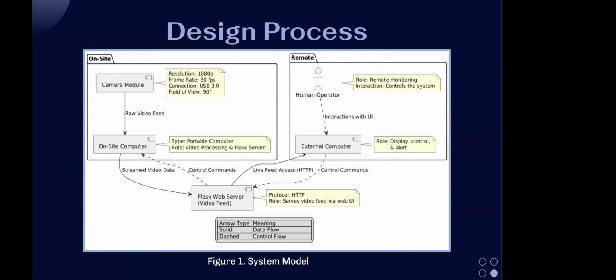So in the design process, we created a system model, and there's two main components here, the on-site and the remote. The on-site will act as the on-site capture device that will capture the video feed with a 1080p resolution and the desired 30 frames per second rate. And this is going to be transmitted over a Flask web server to our remote computer workstation, where the human operator can see the live feed, which is being processed by the AI in real time.